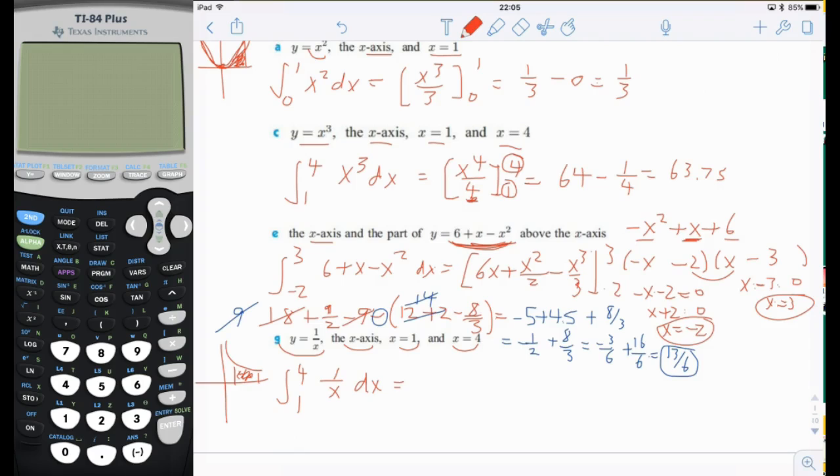And then the integral of 1 over x is the natural log of x. We're going to evaluate natural log of x from 1 through 4. So we have the natural log of 4 minus natural log of 1. Natural log of 1 is 0, of course. So basically we're left with natural log of 4. Okay, and that's it for page 1.